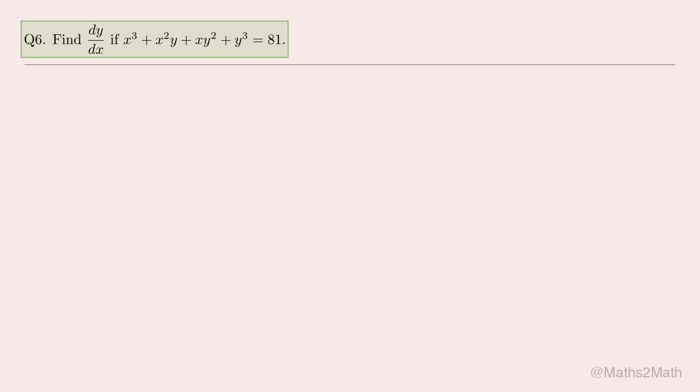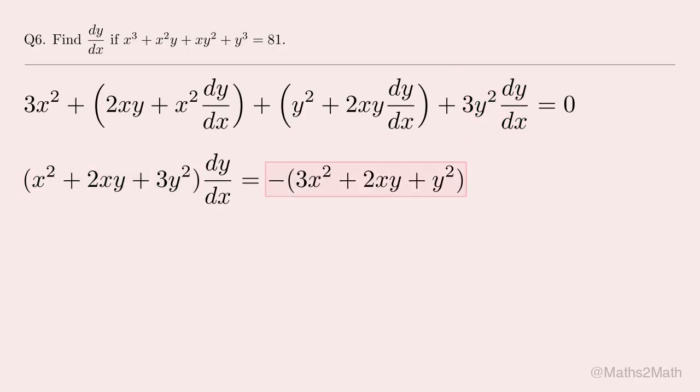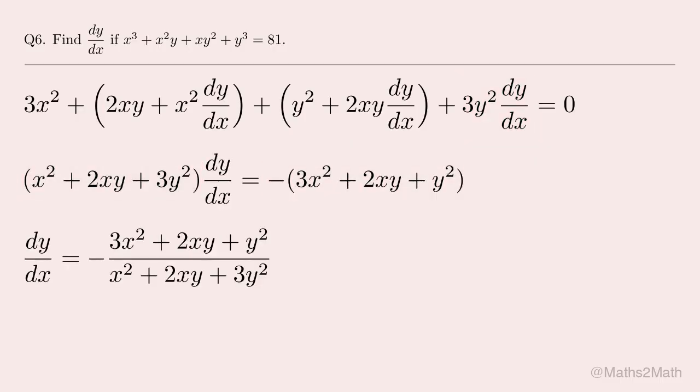Question 6. A full cubic in x and y with two mixed products, so two product rules are needed. Differentiate each of the four terms in turn. Term by term, 3x squared, then 2xy plus x squared times the derivative, then y squared plus 2xy times the derivative, then 3y squared times the derivative. Collect the derivative terms and the plain terms separately. Divide for the final answer.